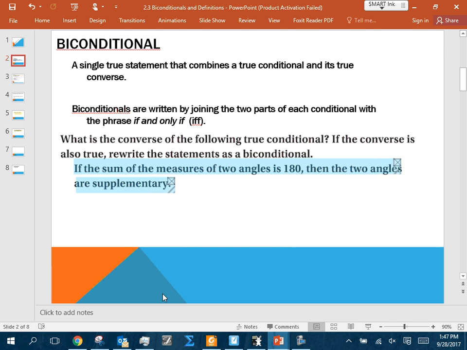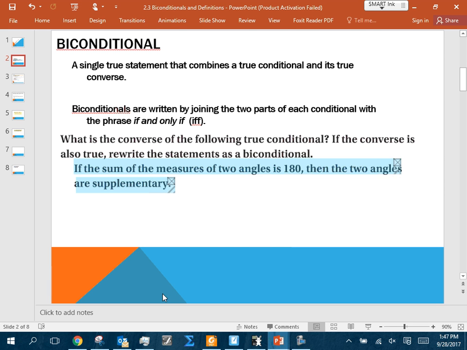With if and only if, those four words are identifiers to tell you this is a specific type of conditional statement. And there's two things that you can gain from this type of conditional statement.